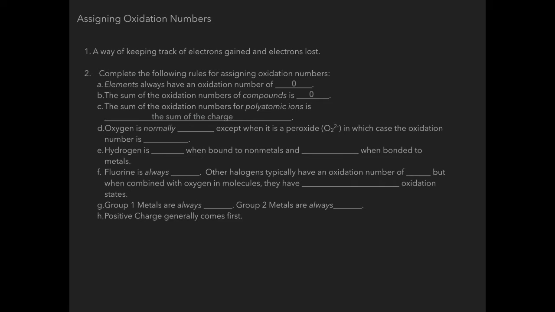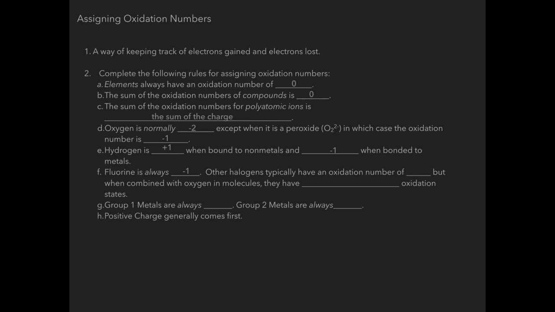Now, oxygen normally has a -2 oxidation number, except when it acts as a peroxide, O2. In that case, it has a -1 oxidation number. Hydrogen has a +1 oxidation number, except when it's bound to a metal, like, for example, in the example of sodium hydride that we saw before. In that case, because sodium has a +1 oxidation number, which we'll get to in 1 second, hydrogen, the hydride ion, would have a -1 oxidation number.